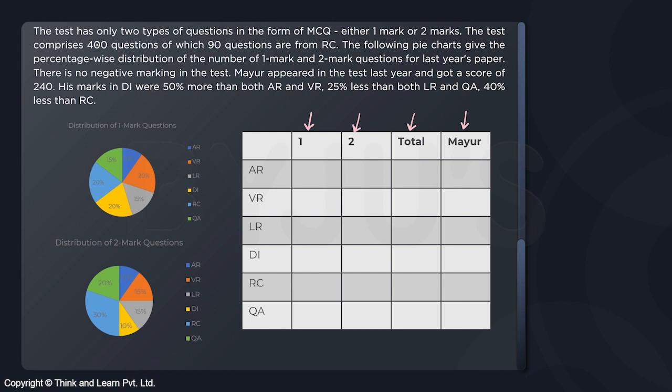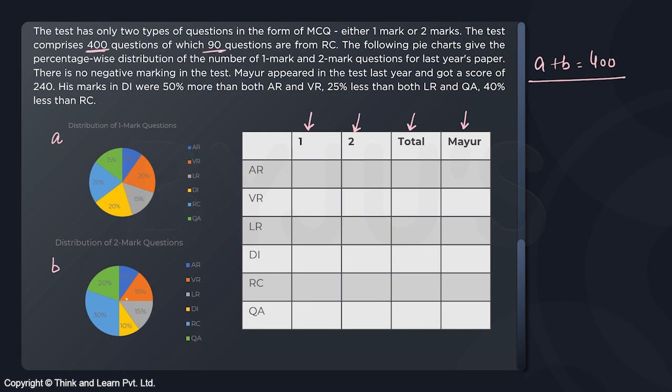So first of all, the total number of questions is 400. Now, how many of them are 1 markers or how many of them are 2 markers, we do not know. Let us say A of them are of 1 mark each, B of them are of 2 marks each. So that means the total number of questions is 400, that is A plus B is equal to 400. Also, he says 90 questions are from RC.